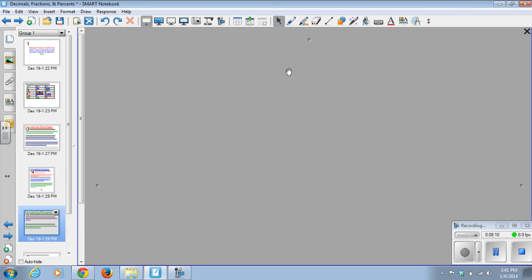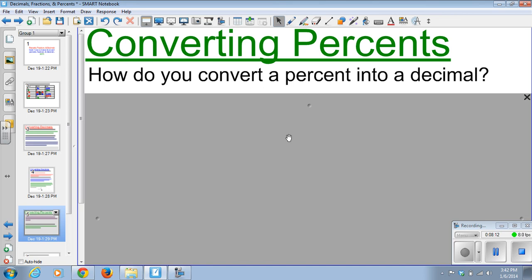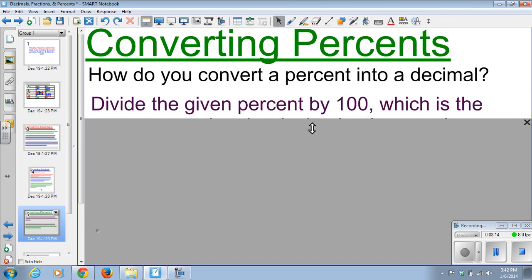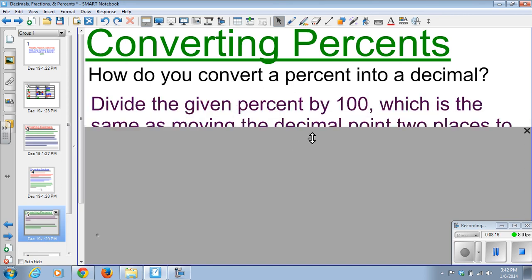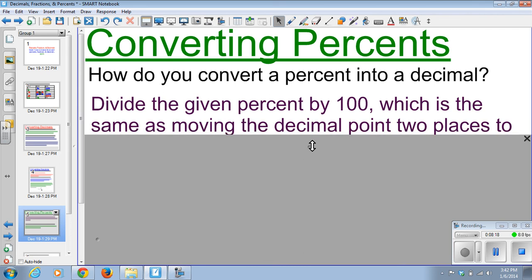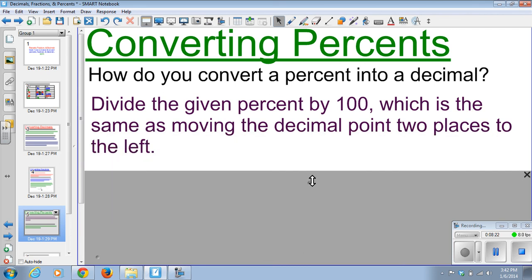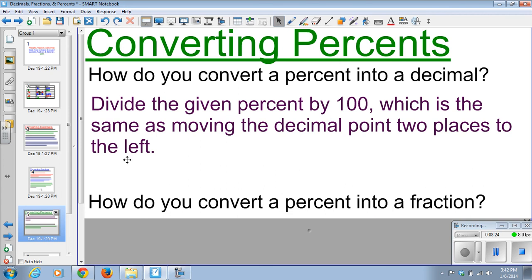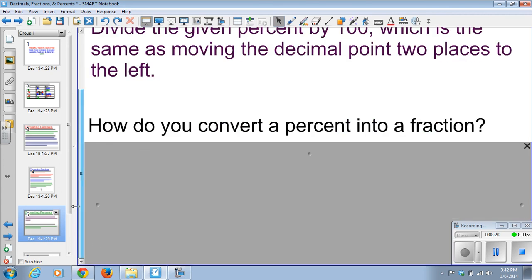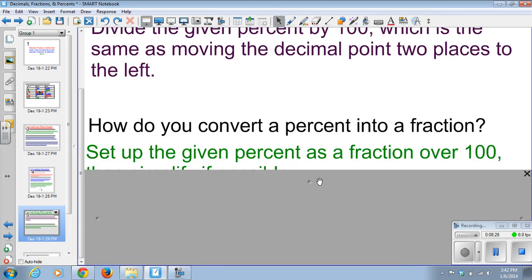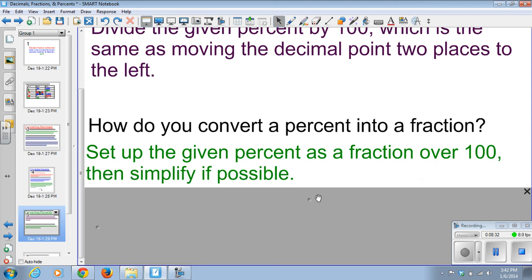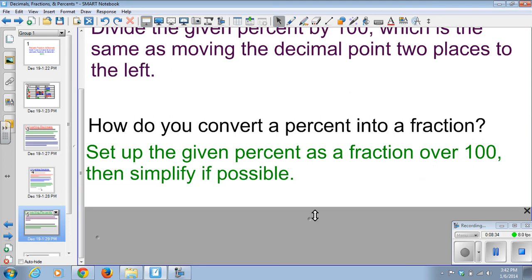Finally, converting percents. Going from percent to decimal, we divide the given percent by 100, which is the same as moving the decimal point 2 places to our left. And a percent into a fraction, kind of reverse of the previous one. Set up the given percent as a fraction over 100, then simplify it if possible.